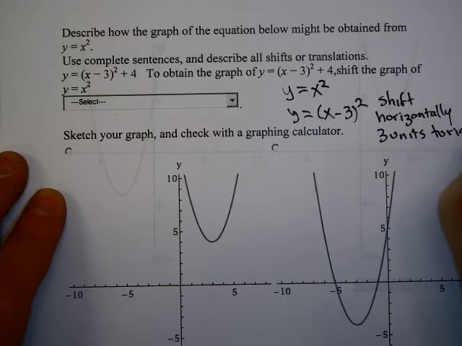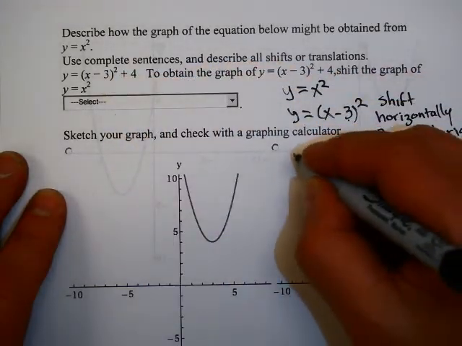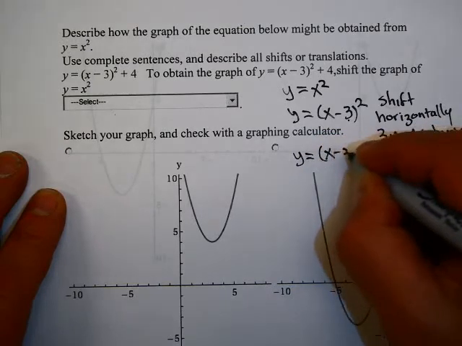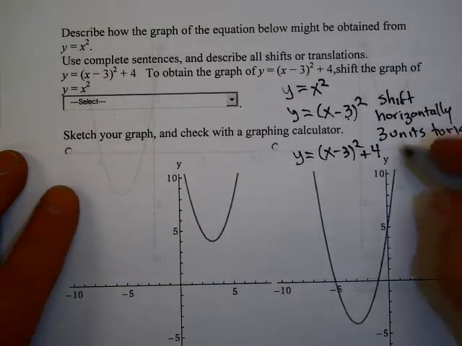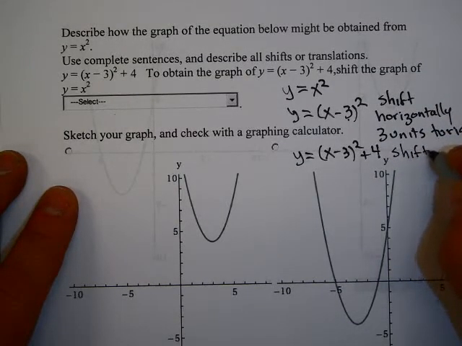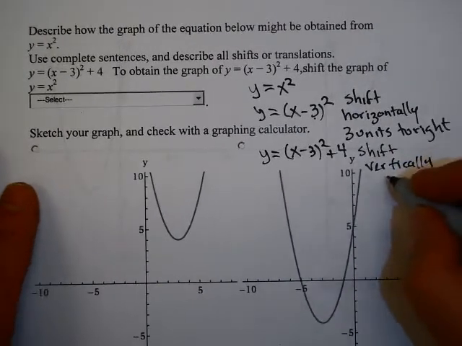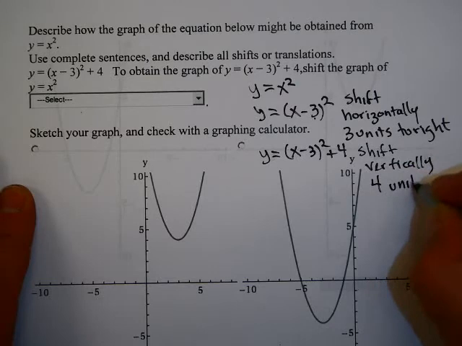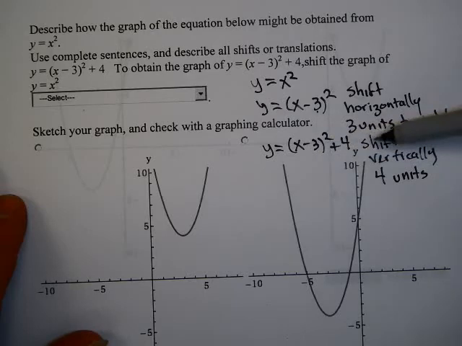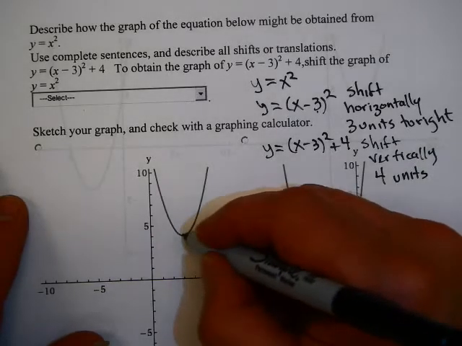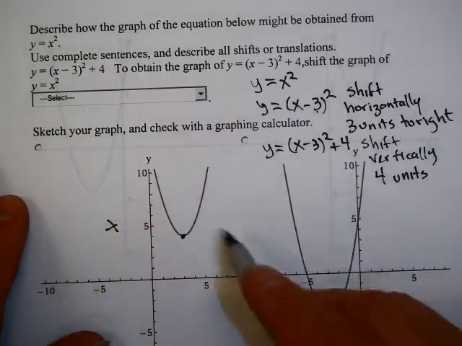But we're not done yet. We need to get from here to this one. So how do I change from (x minus 3) squared to (x minus 3) squared plus 4? The only difference here is adding 4, so that's going to be a shift vertically 4 units. So to move from x squared to (x minus 3) quantity squared plus 4, you shift horizontally 3 units to the right and shift vertically 4 units. This right here is the correct graph, this first one.